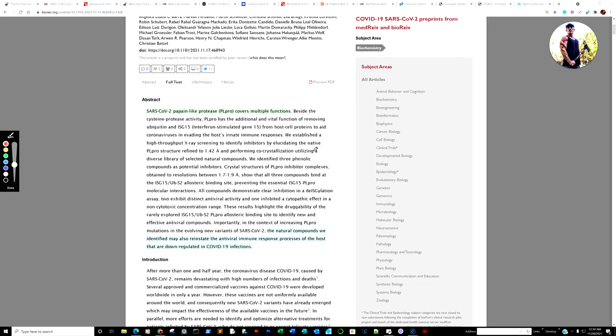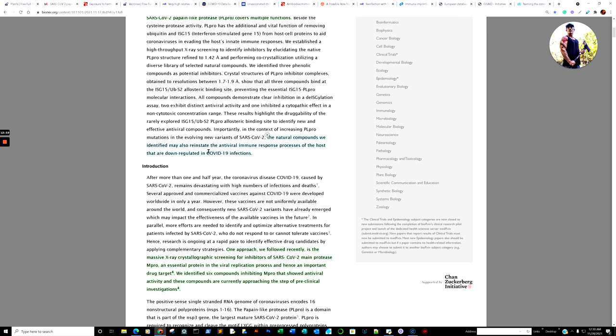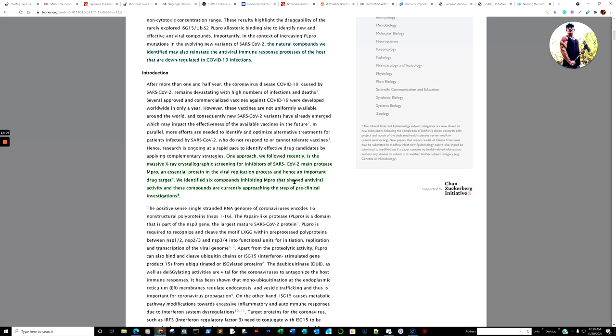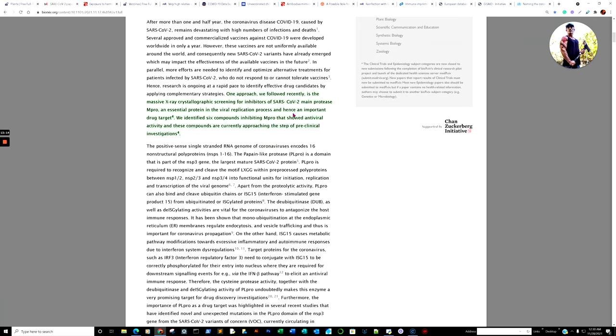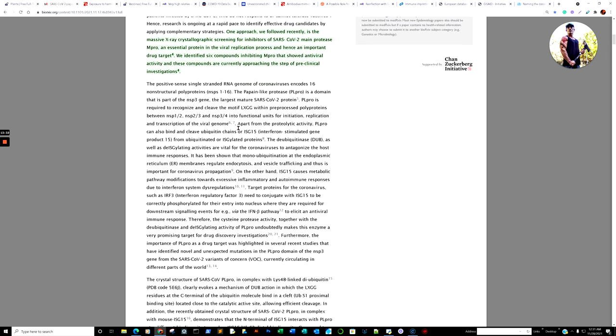So let us begin. It says that the natural compounds we identified may also reinstate the antiviral immune response process of the host that are downregulated in COVID-19 infections. All right, so basically because of such, one approach we followed recently is the massive X-ray crystallographic screening for inhibitors of SARS-CoV-2 main protease, mPRO. You hear that a lot. The essential protein in the viral replication process and hence an important drug target. We identified six compounds inhibiting mPRO that showed antiviral activity, of which we're only going to cover three today, and these compounds are currently approaching the step of preclinical investigations. I'd like to see them speed it up, but here we go.